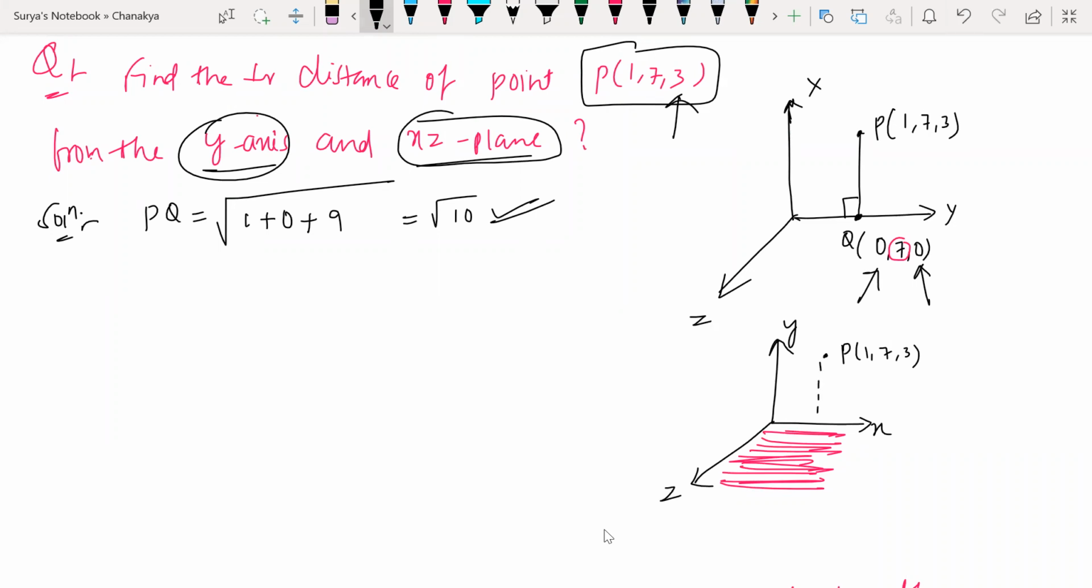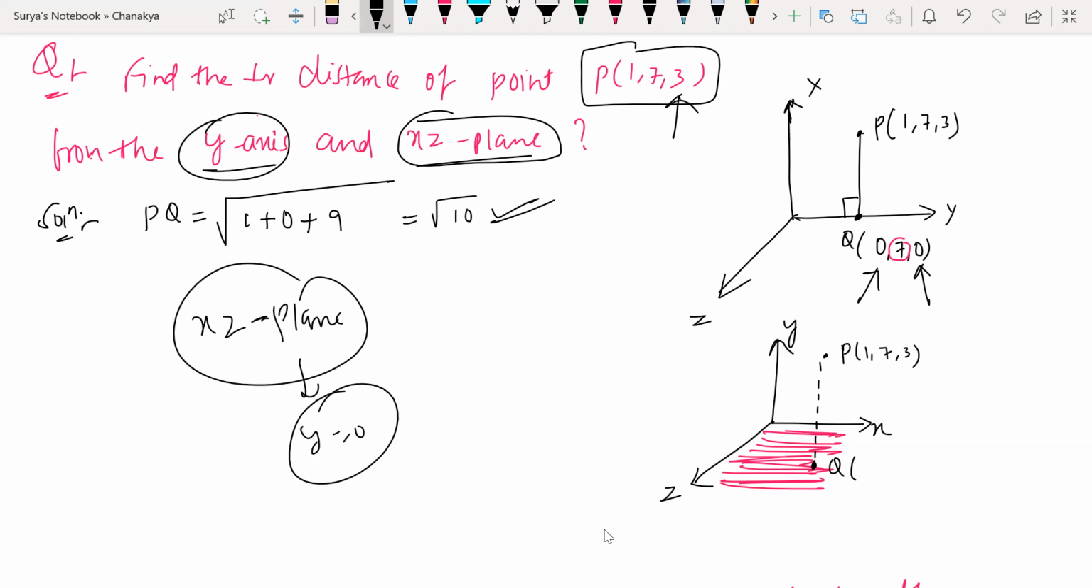Somewhere Q point is here. What is the Q point now? Tell me. That is very important. I'm not asking you for symbols here. What is the coordinate of Q? Q is located in the XZ plane. In the XZ plane, which coordinate will be 0? What is the equation of the XZ plane? Y equal to 0. Then Y will be 0, and the rest will be the same.